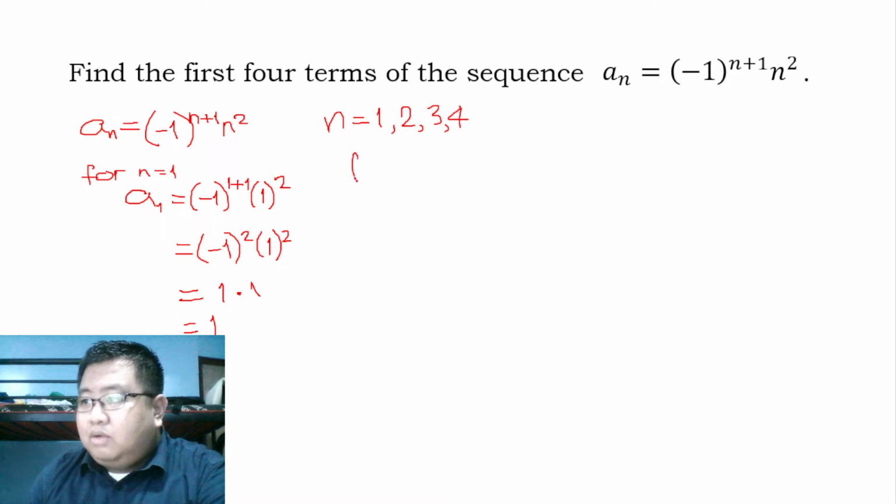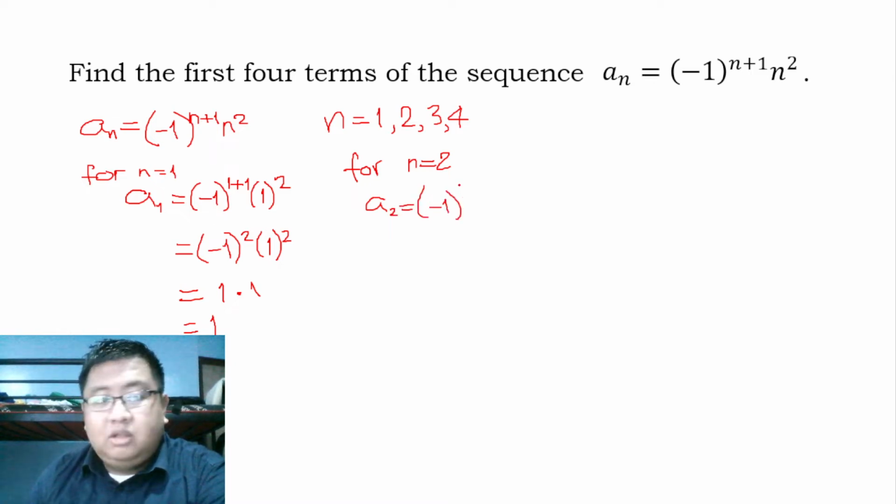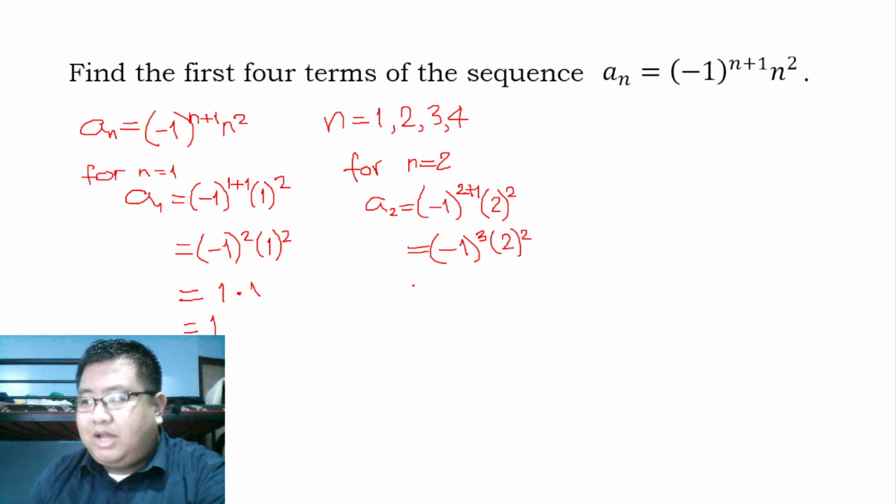Now let's continue. We have now n equals 2. We're looking now for the second term. So in similar fashion, we have a sub 2 is equal to negative 1 raised to n will be replaced by 2, 2 plus 1, and then the n will be replaced by 2 again, 2 squared. In similar fashion, negative 1, 2 plus 1 will be 3, and then 2 squared, you copy that.